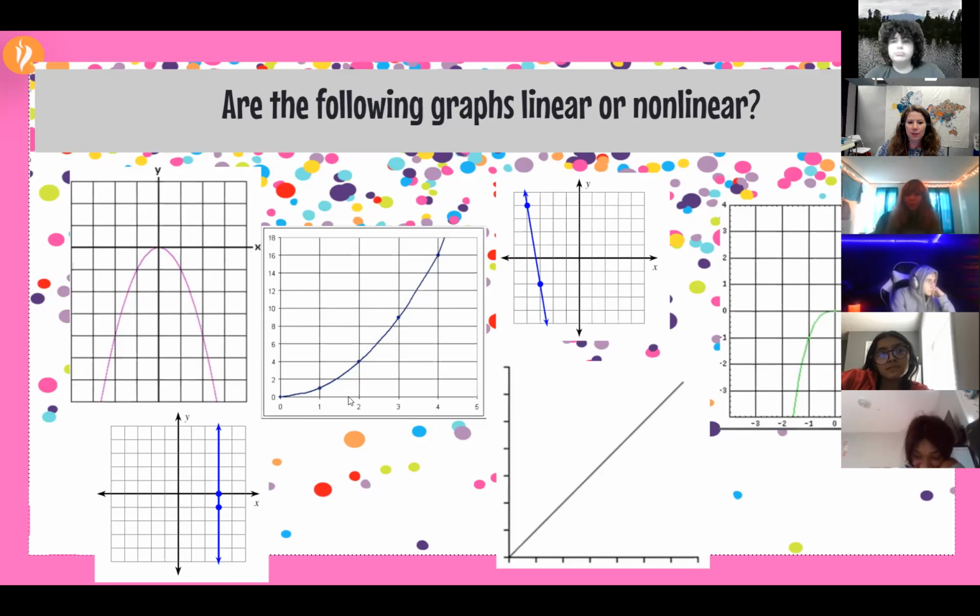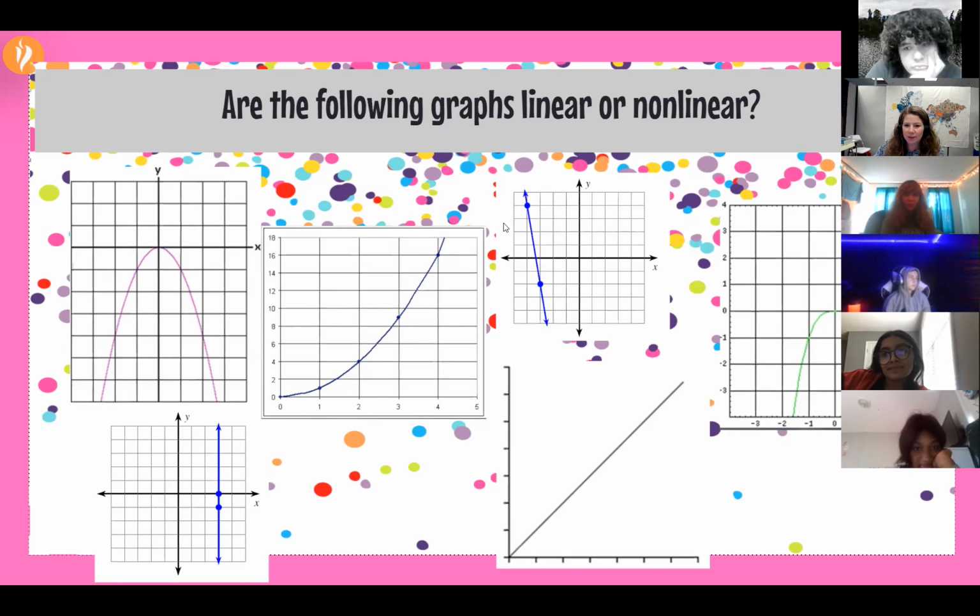Non-linear. All right, Naomi, look at this one right here. Naomi, is this linear or non-linear? Linear, this one's a straight line? Yeah, I think you were looking at the next one. Yeah, this one right here, non-linear, right? That is definitely, yep, you're right, non-linear.